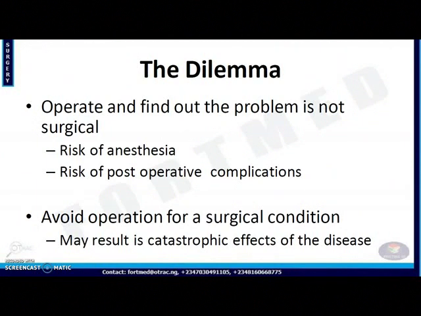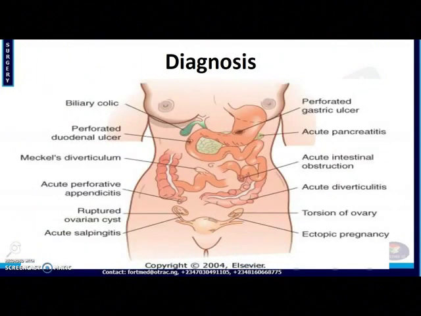The dilemma a surgeon has in dealing with a patient with acute abdomen is, should I operate and find out that there is no surgical problem while exposing the patient to anesthetic risk and post-operative complication, or should I avoid operation for a surgical condition which may result in catastrophic effects of the disease?